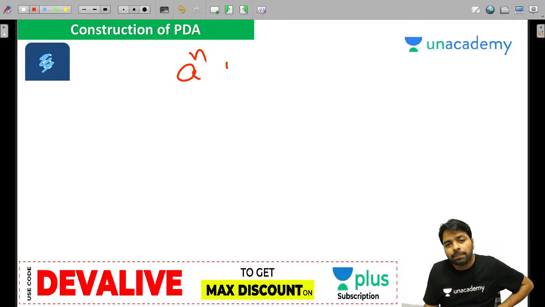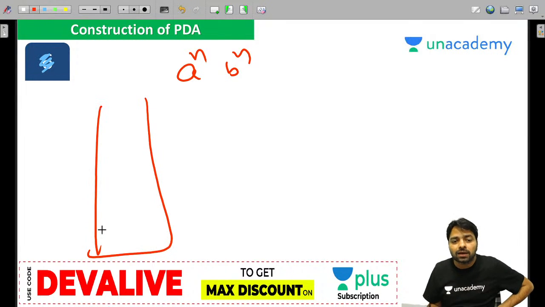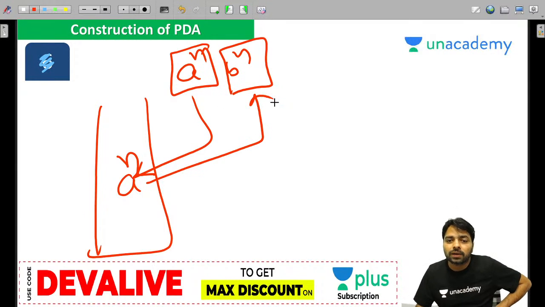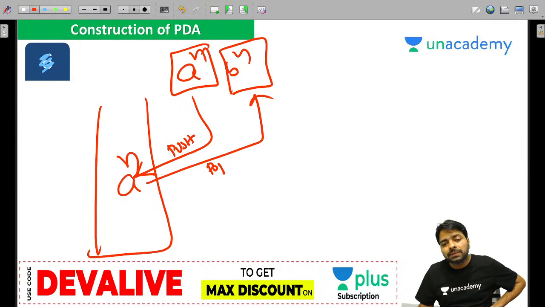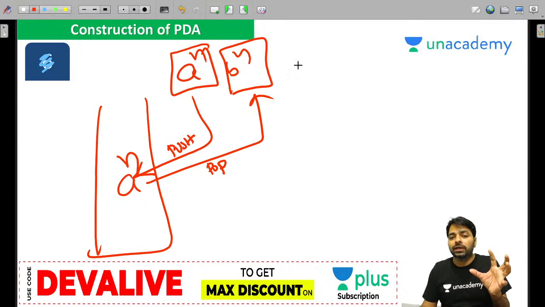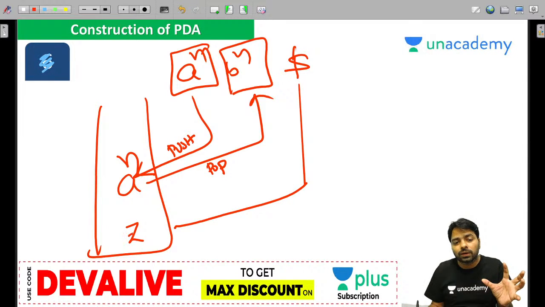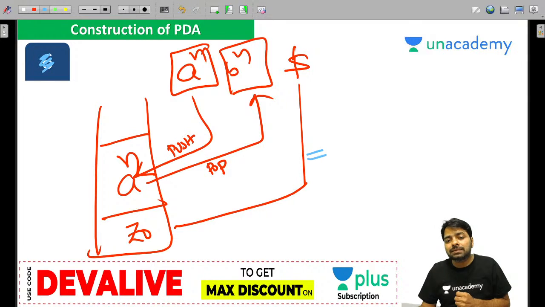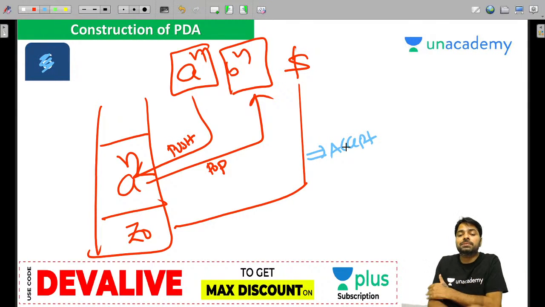A power n, B power n is there. On this stack, only A power n is there. So this A power n we will push, and this B power n will pop it. Remember that. We will push these A's and we will pop the same A's. So that connection is important. When dollar comes, the top of the stack must be looking at Z0 only. Are you clear? So this is the acceptance condition, because every problem will have different acceptance conditions.